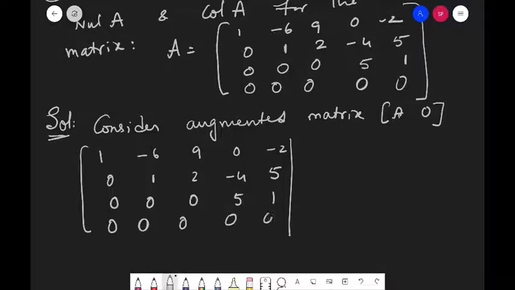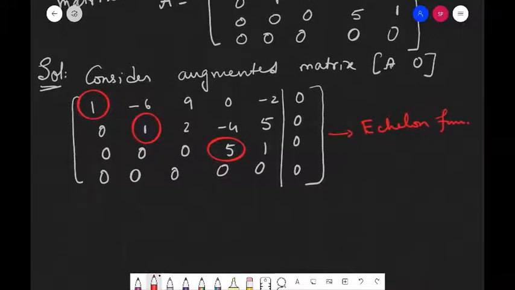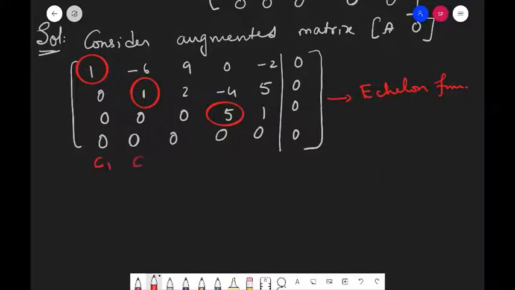Most of the things are completed in this, it is almost ready, I think it is in echelon form. You can just check here, this is a pivot position, then this is a pivot position, so it's already in echelon form. So most of the way it is reduced to echelon form. Now what do you have to do from this? C1, C2, C4 are pivot columns, and C3 and C5 are non-pivot columns.